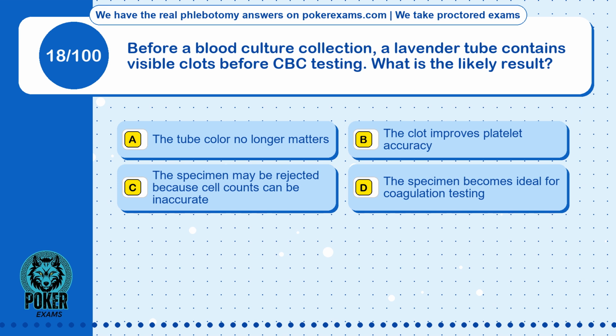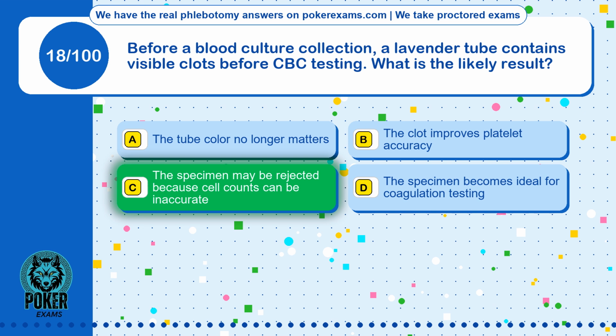Question 18. Before a blood culture collection, a lavender tube contains visible clots before CBC testing. What is the likely result? Option A. The tube color no longer matters. Option B. The clot improves platelet accuracy. Option C. The specimen may be rejected because cell counts can be inaccurate. Option D. The specimen becomes ideal for coagulation testing.